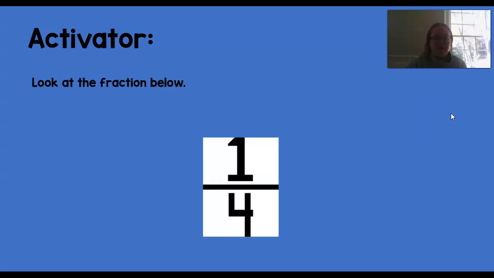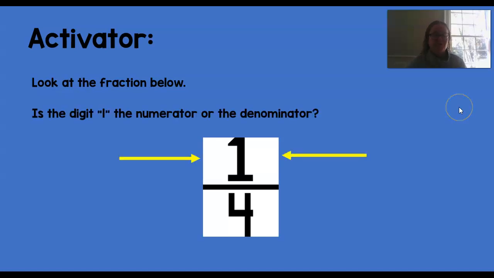Before we dig in, let's remember from the last lesson what we learned about fractions. Let's take a look at this fraction, 1/4. In the fraction 1/4, is the digit 1 the numerator or the denominator? If you're having trouble remembering from yesterday, I encourage you to go look at your guided notes. But this question is going to be, is the digit 1 the numerator or the denominator?